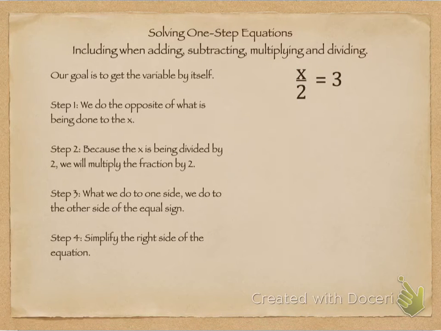x divided by 2 equals 3. Again, we want to multiply, because x was being divided, we're going to multiply by 2 to both sides. The x is left alone, and 3 times 2 gives us x equals 6.